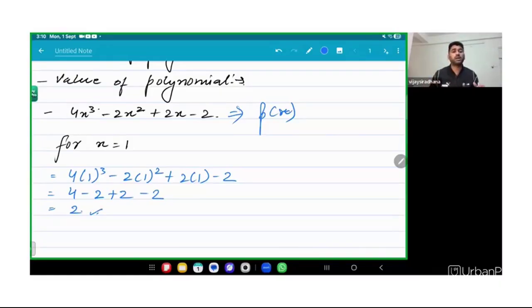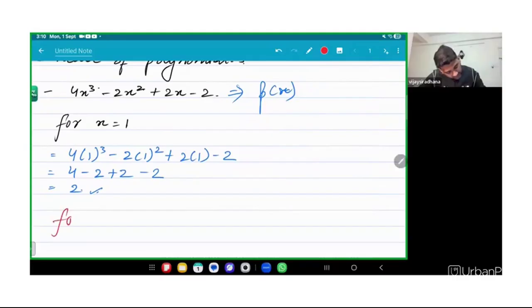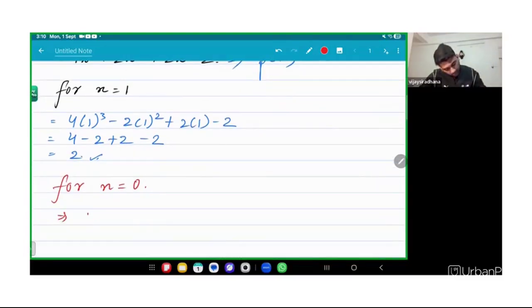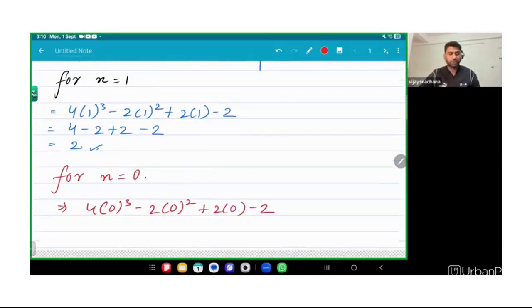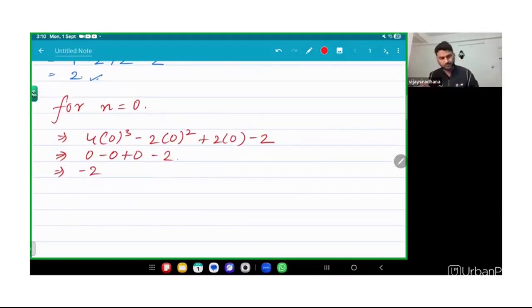Now, with this, you can also get the value for other x values. For example, what if I am taking x equals 0? For x equals 0, what will be the value of this polynomial? Again, 4 into 0 cube minus 2 into 0 square plus 2 into 0 minus 2. You know that anything multiplied by 0 is nothing but 0, so minus 0 plus 0, and then finally we have minus 2. So for p of x where x equals 0, the value will be minus 2.